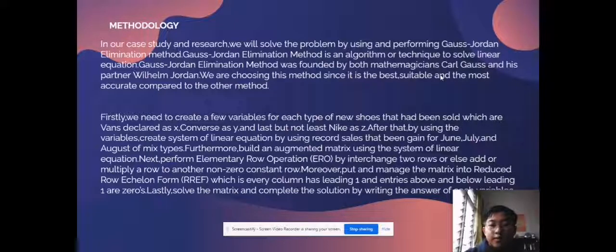Moreover, we need to put the matrix into reduced row echelon form or RREF, in which every row has a leading 1 and entries above and below the leading 1 are zeros. Lastly, solve the matrix and complete the solution by writing the answer of each variable as X, Y, and Z.